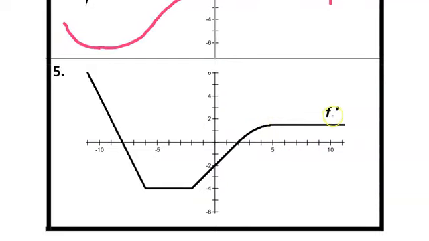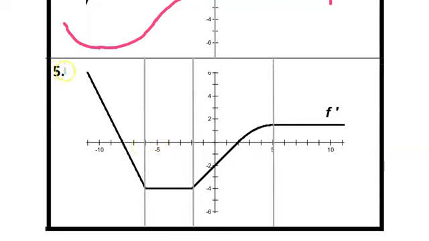Let's start by dividing f prime into intervals of increasing and decreasing. We see that f prime is decreasing in this first interval. So it's decreasing from here to here. In the next interval, it's neither increasing nor decreasing. So I'm just going to leave that blank for now. Then it is increasing from here to here. And then again, in the final interval, it is neither increasing nor decreasing.